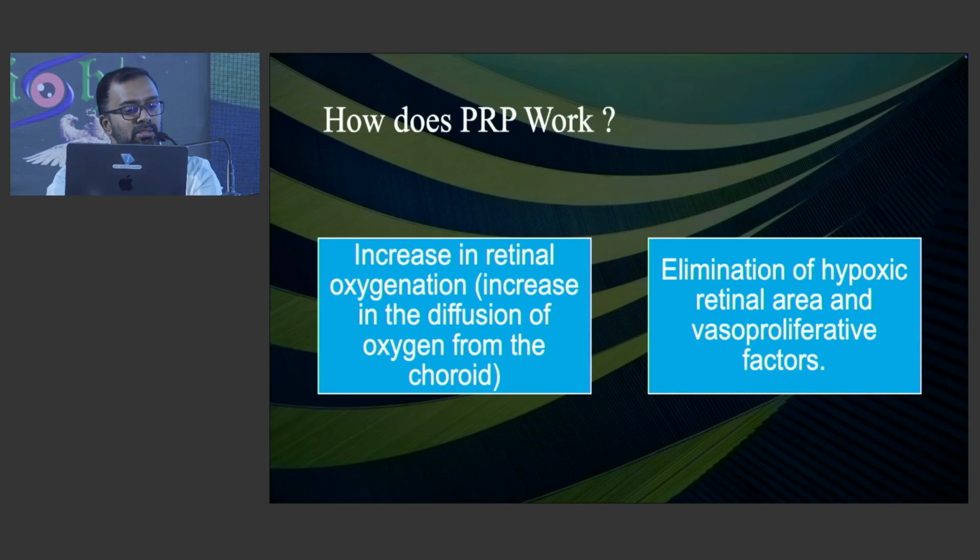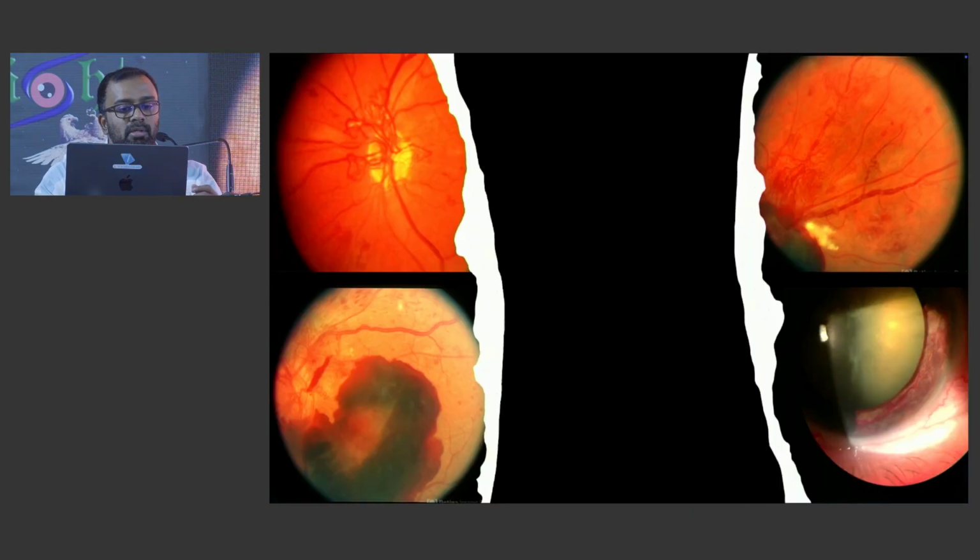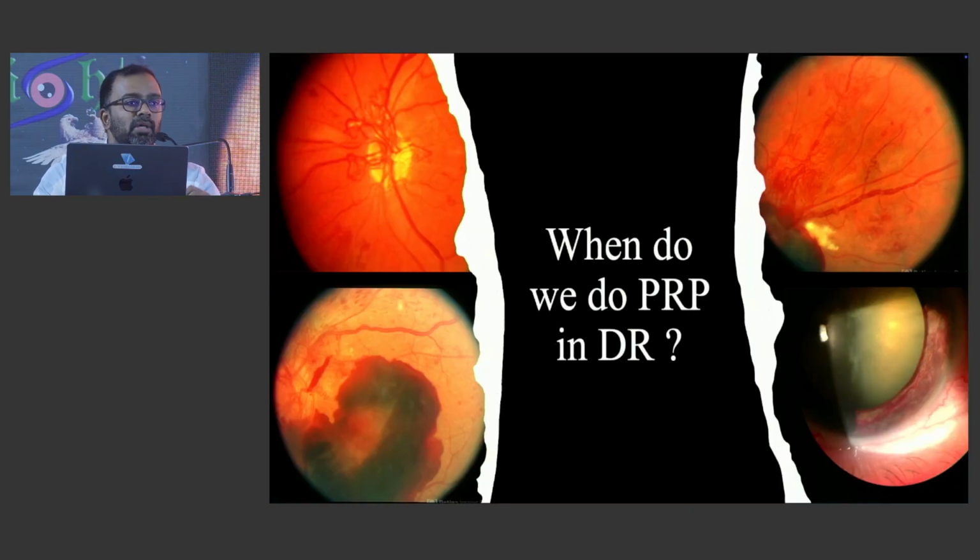PRP mainly works by increasing the retinal oxygenation. It increases the diffusion of oxygen from the choroid and also eliminates the hypoxic areas and vasoproliferative factors. Now, what are your indications? When do you do PRP in diabetic retinopathy? Mainly you have four indications. You have neovascularization at the disc, neovascularization elsewhere, any pre-retinal or vitreous hemorrhage, and in advanced PDR, development of neovascular glaucoma.